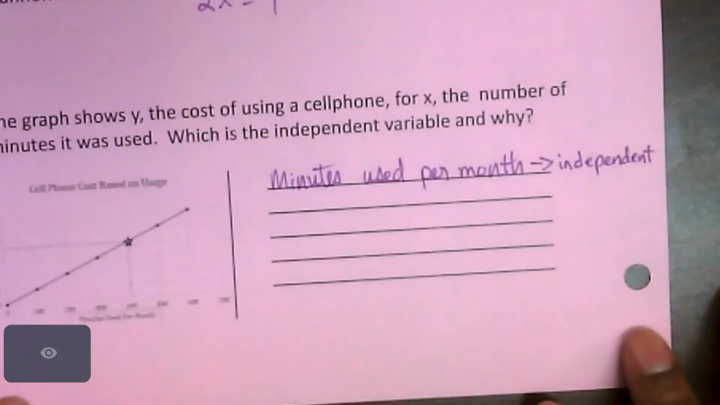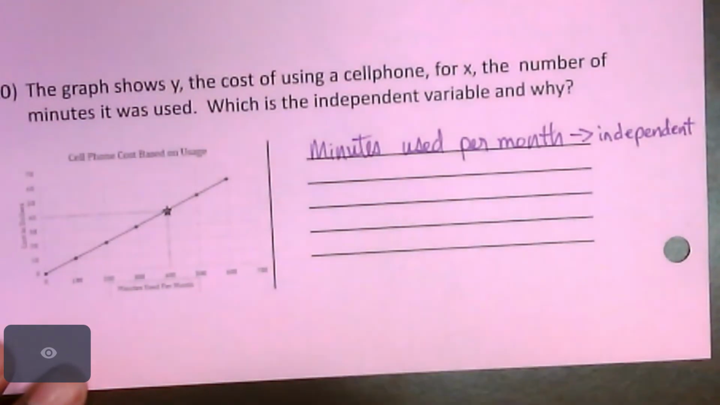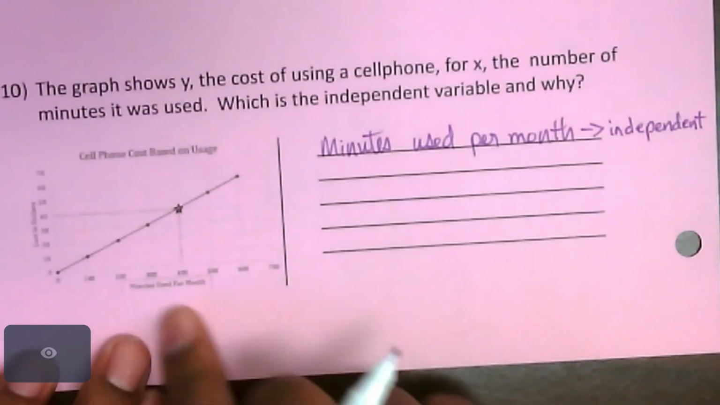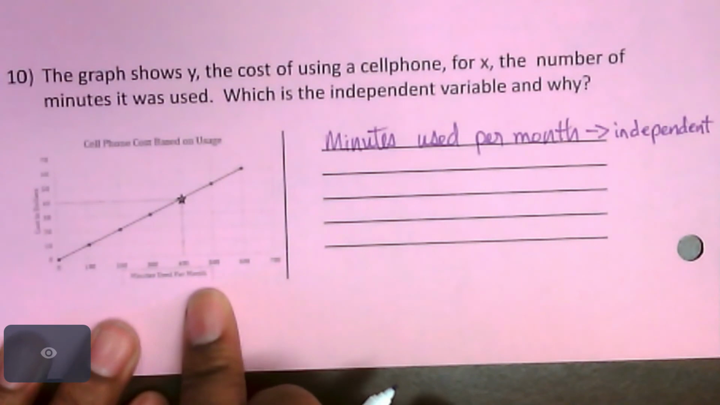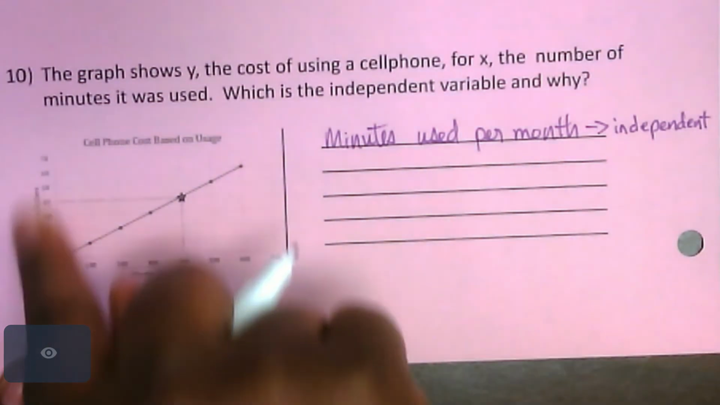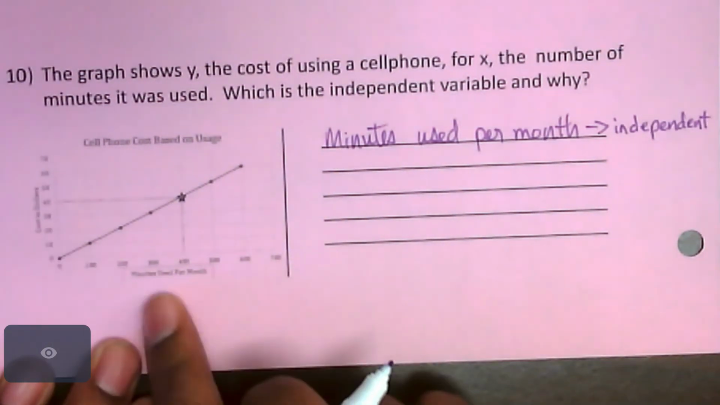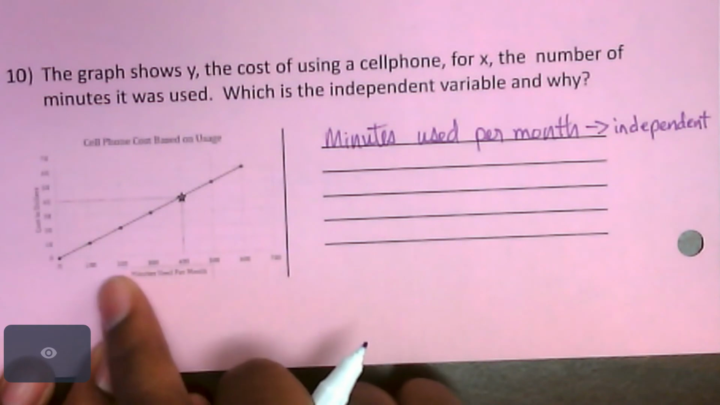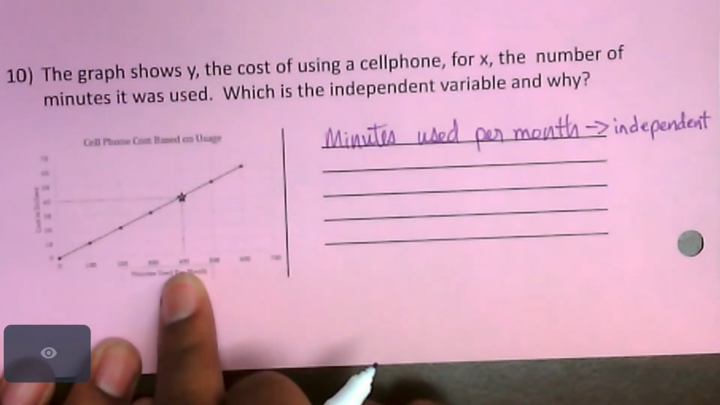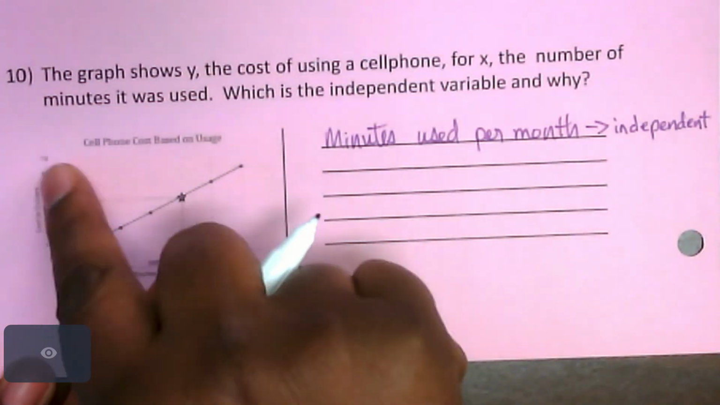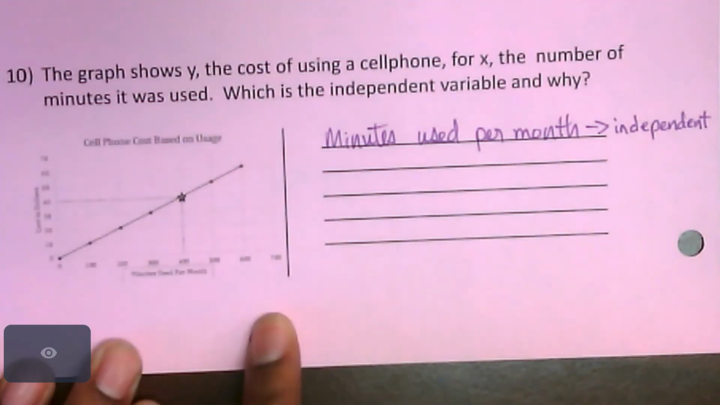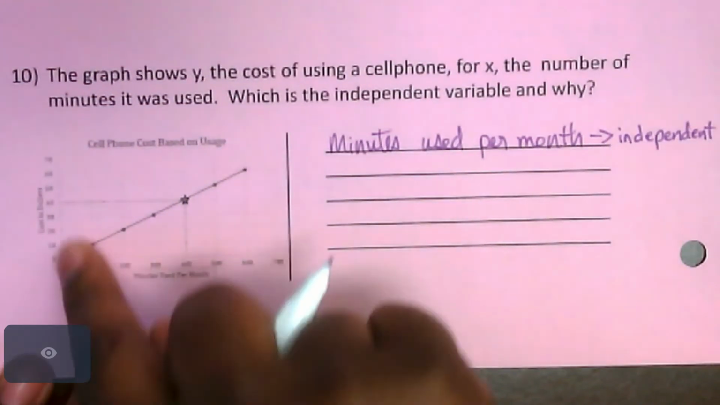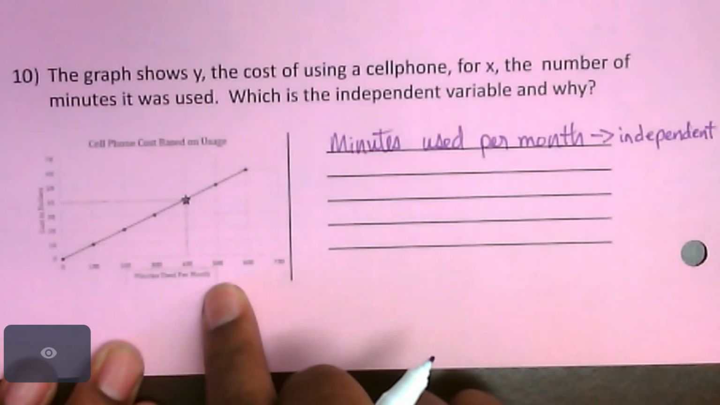All right, and why is it the independent variable? Well, there are a couple things to consider here. For one, the cost depends on how many minutes are used, right? So I know that the cost is the dependent variable. And I also have to consider that as the minutes used per month increase, the cost is increasing. So that tells me that the cost depends on the minutes, because the cost only goes up when the minutes do.